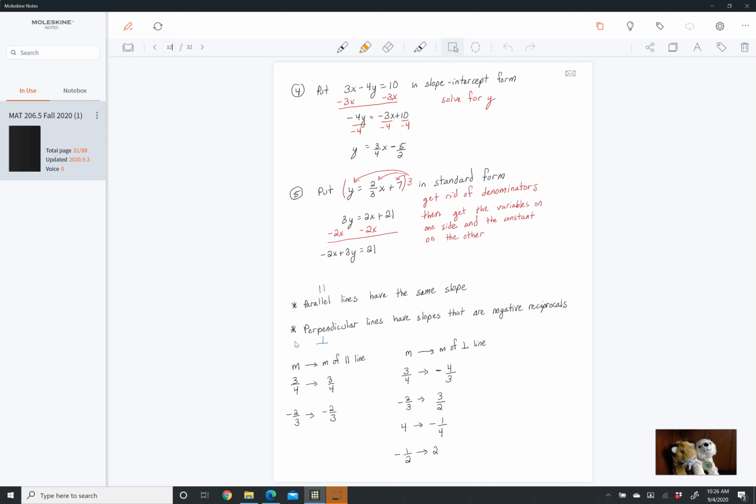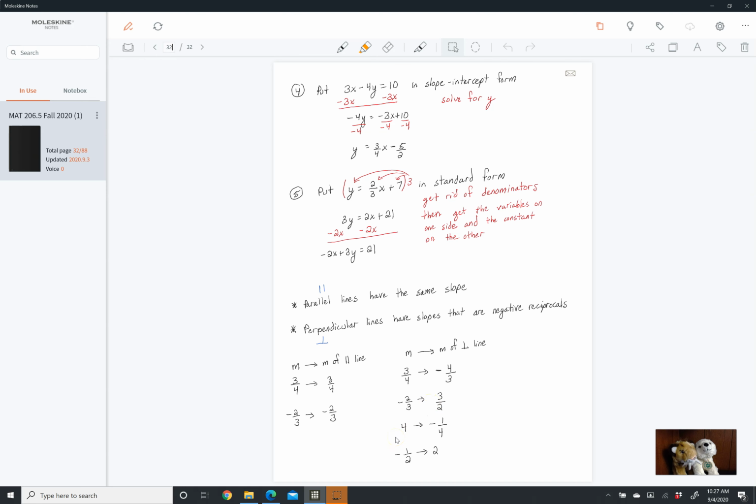Perpendicular lines are lines that intersect specifically at a 90-degree angle, and they have slopes that are negative reciprocals of one another. What does this mean? This means that if the slope of the original line is 3/4, then when we look at the slope of the perpendicular line, we flip the fraction, okay? So the 3/4 becomes 4/3, and the sign changes. So if it was positive, it becomes negative. If it was negative, it becomes positive. So -2/3, when we flip it, it becomes 3/2, and it was negative, so we have a positive 3/2.